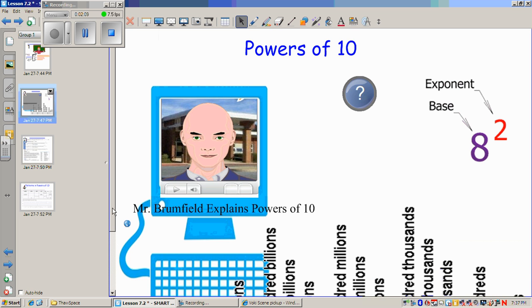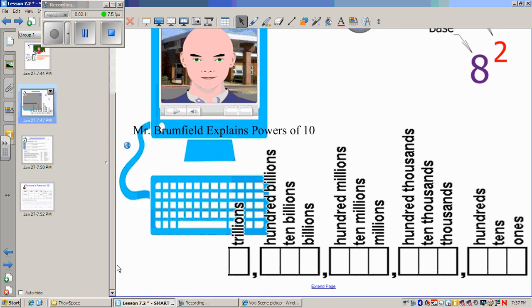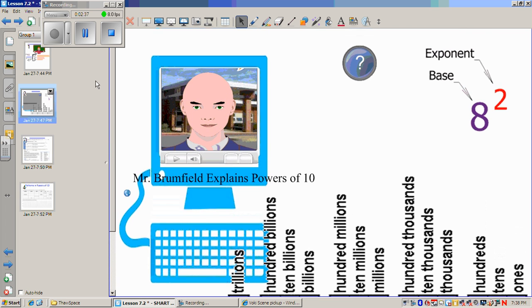So here's our place value chart that he was talking about. Trillions, billions, millions, thousands, and then ones. But I want you to look at that because if I had a 1 in the trillions place, how many zeros is that? Well, if I count each of those place values, I have 3, 6, 9, and 12. So a trillion would actually be 10 to the 12th power.